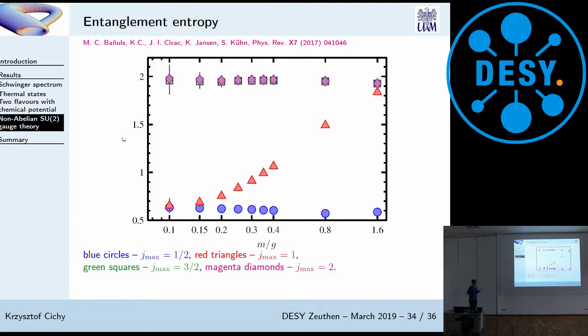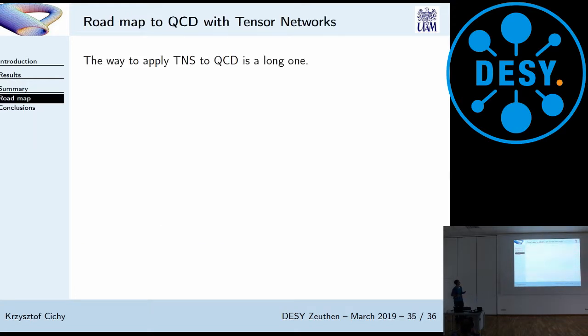The value is 2, which is what you expect for 2 flavors of Dirac fermions. And you need to go to J max equal around 3/2. So for 3/2 and 2, these are the results. You see they are not distinguishable from each other, and we have this central charge compatible with 2. The J max equal 1/2 has a very different behavior, and J max equal 1 somehow interpolates between these results.